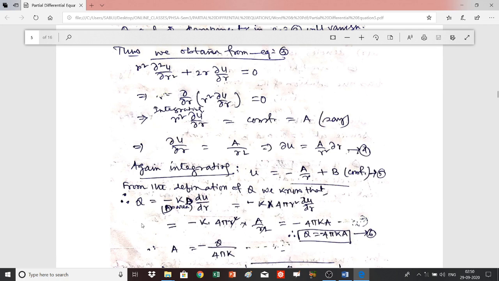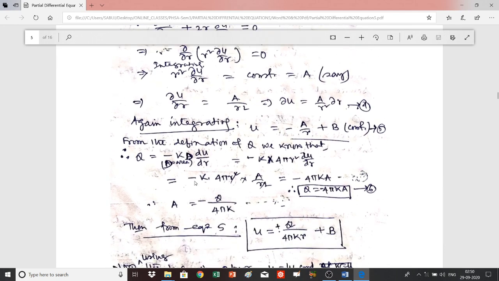So q is equal to minus k into 4 pi r square, and from this expression, del u del r is equal to a by r square. So just use this value here. Simplify this, r square will be cancelled out, so that will give you minus 4 pi k into a. This a is a constant. So q is equal to minus 4 pi k a. This is equation number 6.